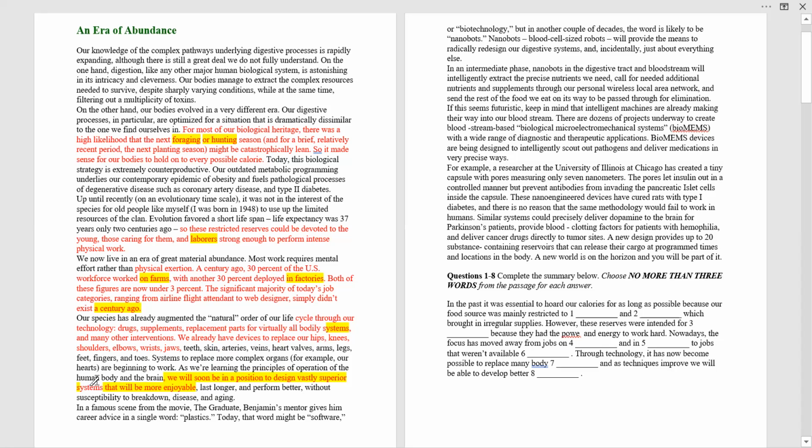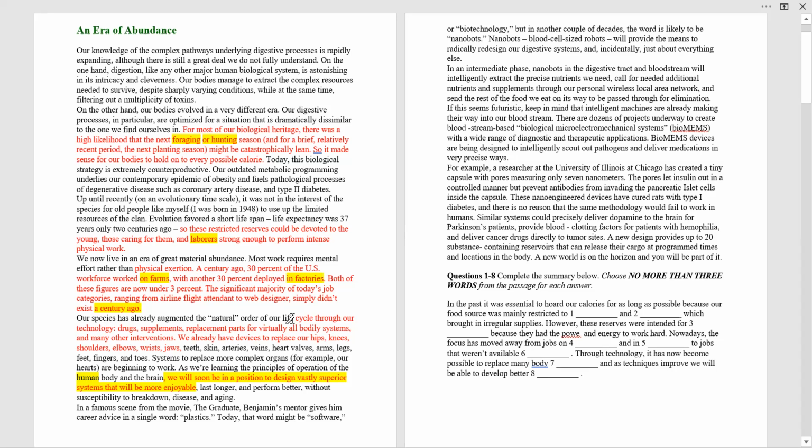Okay, so this word system is the answer to the question number 8. Why? Because it says techniques improve, we will be able to develop better system. So we will be able to design vastly superior systems. And the answer to 7th, it's not going to be system. And why not?